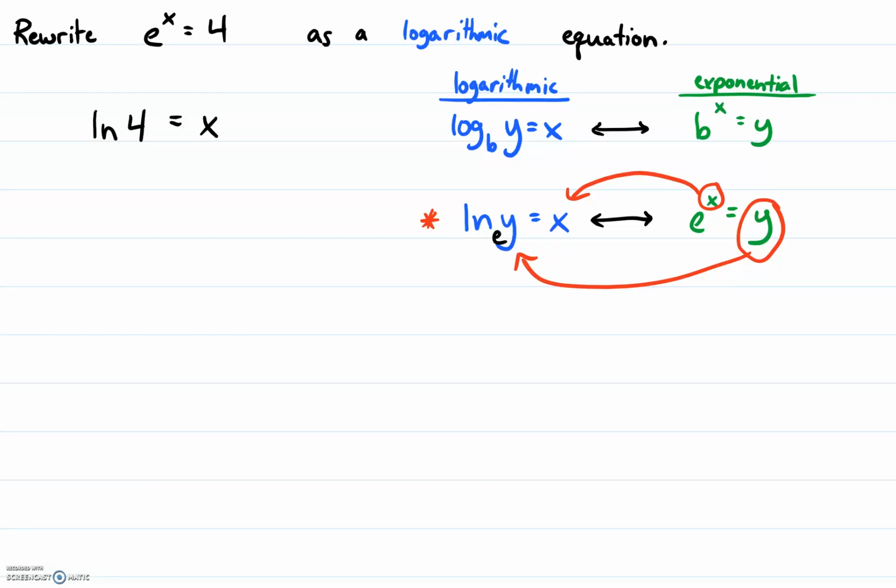And so our problem is the natural log of 4 is equal to x, and that is the equivalent logarithmic form to the original problem e to the x equals 4.